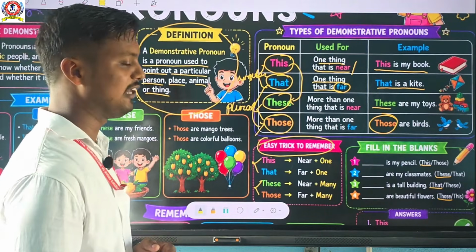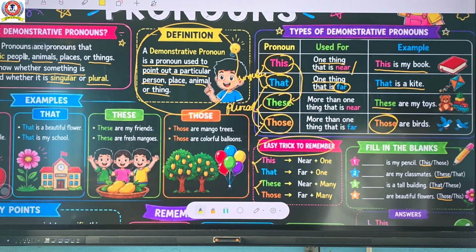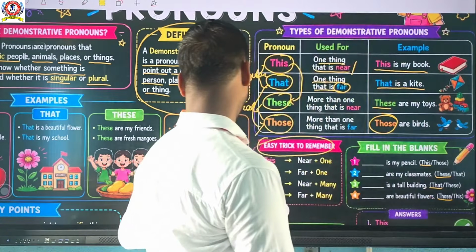Next, do you have any doubt in demonstrative pronouns, students? If you have any doubt in demonstrative pronouns, ask. Okay, then go to the next phase.